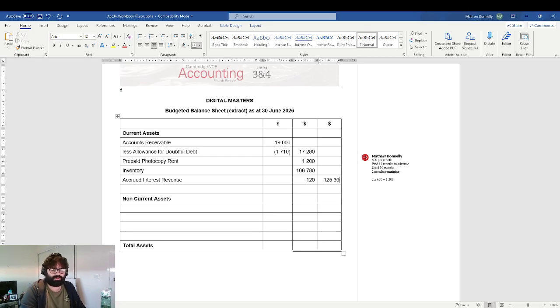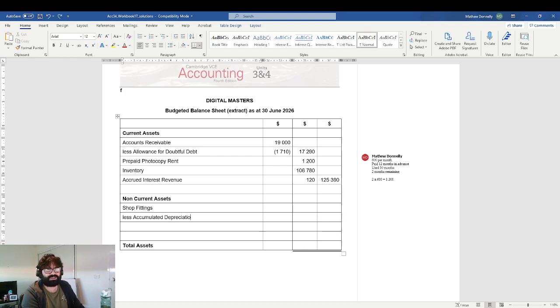125390. So there's our current assets, 125390. Now we need to do the non-current assets, and it's much the same, where if we have a look at our textbook, we see that shop fittings was on there. So we go shop fittings.